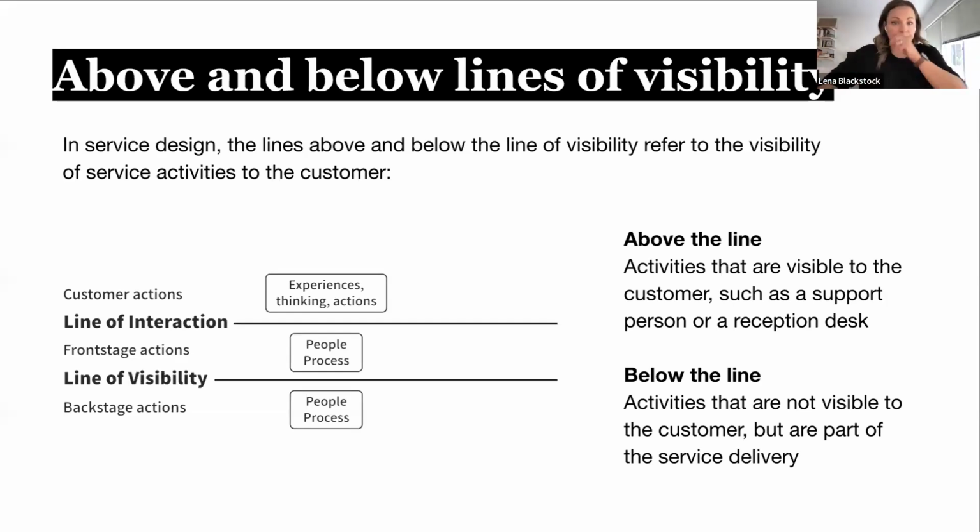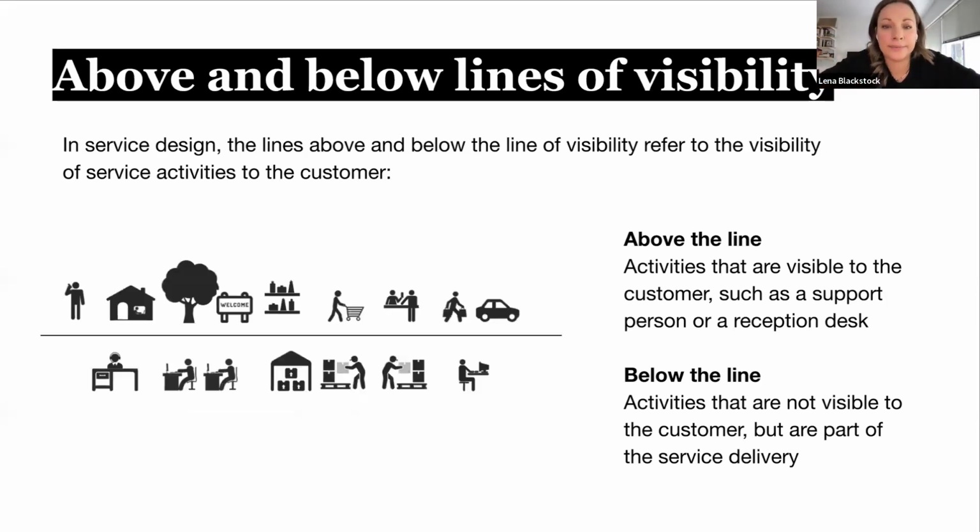And then you have below the line, and those are the activities that are not visible to the customer, but are part of the service delivery. So in the shopping example, maybe that's the broader call center, and all the resources that they need access to, the training that they have, all the staff that's involved in delivering that experience, the warehouse workers, right? Supply chain, management, technology teams who built the e-commerce site, and so on and so on.